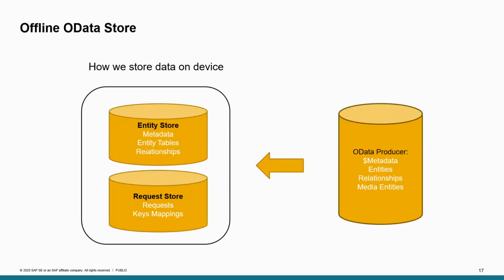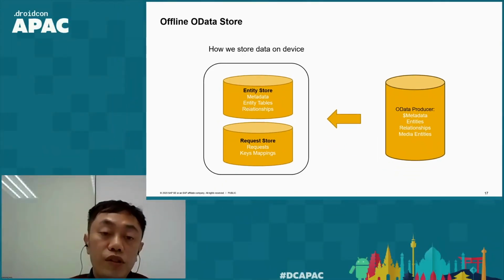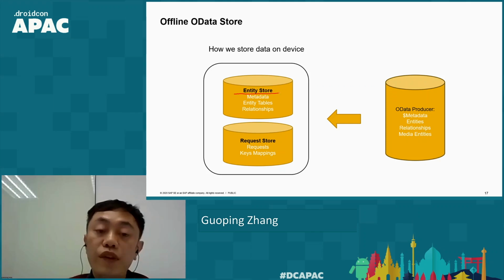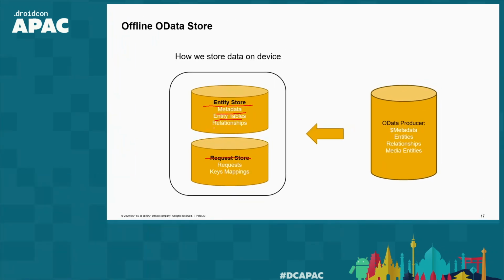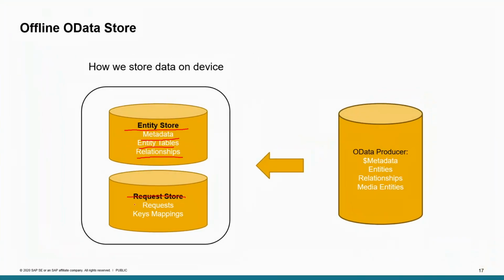So then let's take a look at how we store the data on device. On the Android device, we have two databases. One is the entity store, and the other is the request store. In the entity store, we store the metadata information and the entity tables, or the entity data, and the relationship information. We also have, if you update something, we will store this information in a request queue, which is stored in the request tables in the request store. And we will also store some helper information, like the key mappings we'll talk about later, also in the request store.